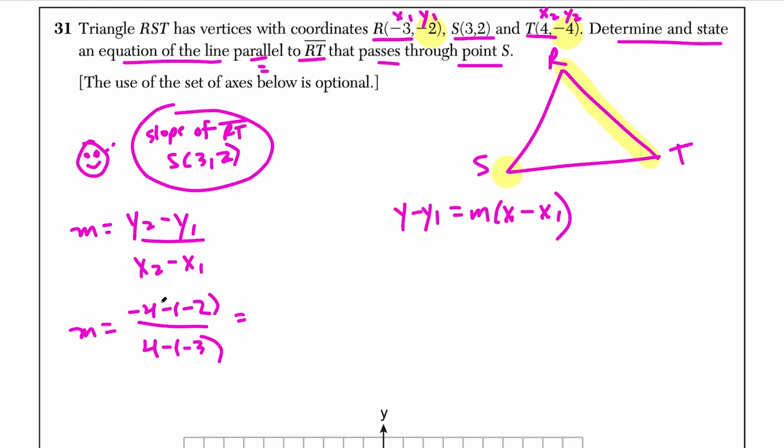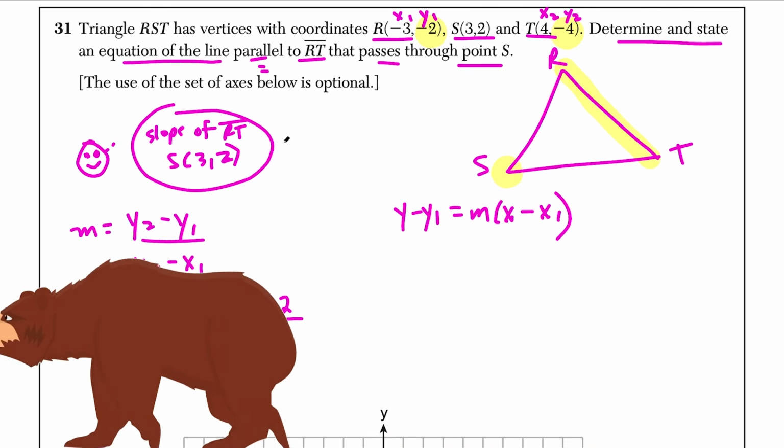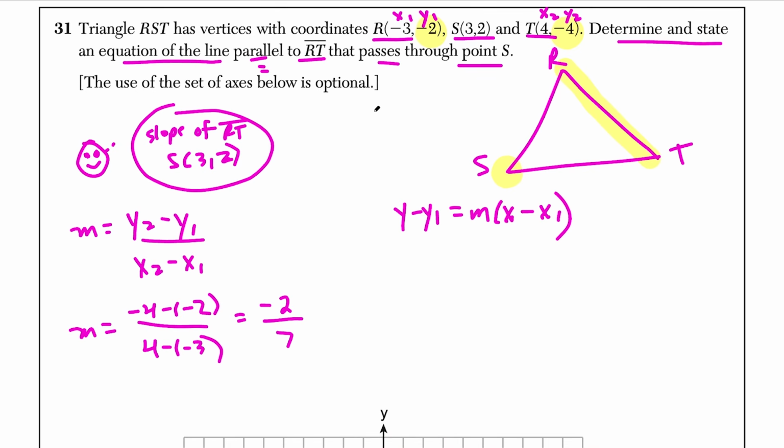Now this works out to -4 plus 2, which simplifies to -2, and 4 minus -3 changes to 4 plus 3, which is 7. So there's the slope that we need. And remember, the slopes of parallel lines are equal, so the slope is -2/7. But we have to be careful here. We're writing the equation of a line going through the point 3, 2. Some students might fall into the trap of using the point -3, -2, since it already says x1, y1. But remember, when you're using the point slope form equation, you use the point that you want to pass through as your x1, y1.